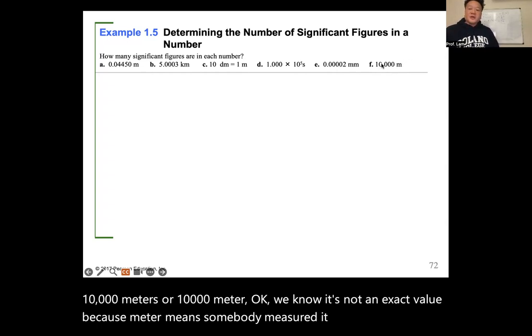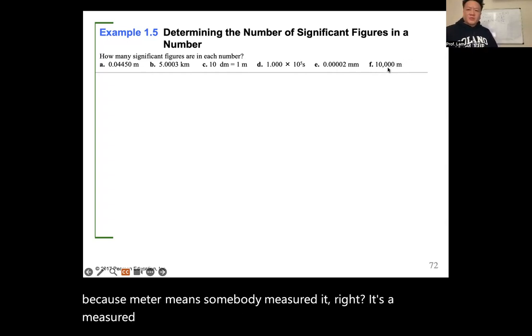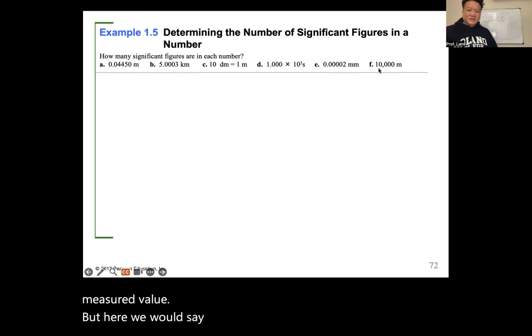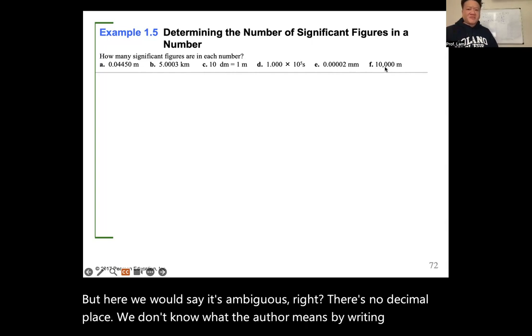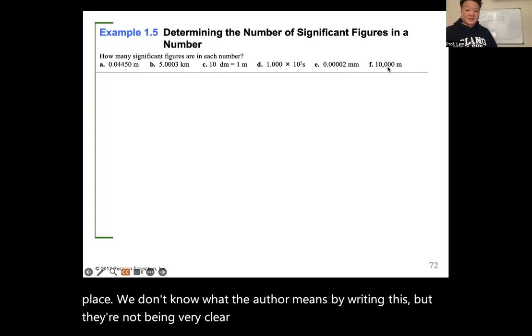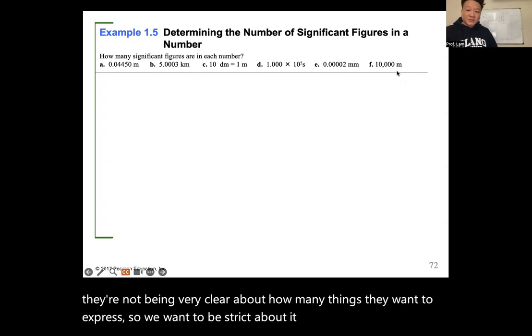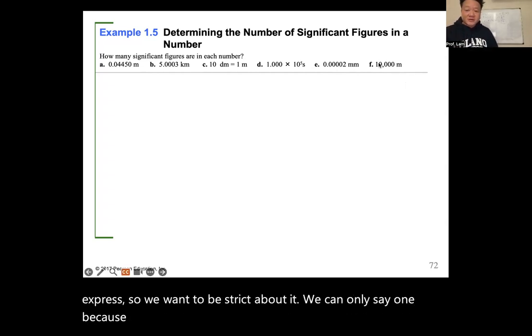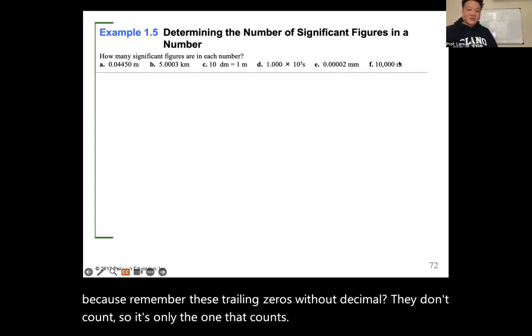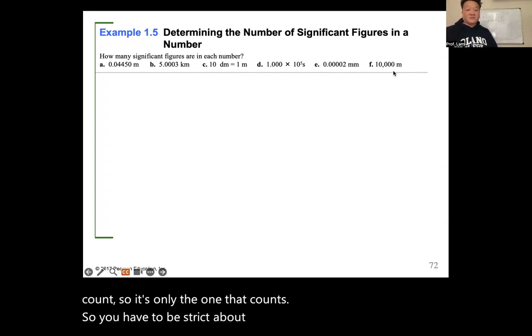It's a measured value. But here we would say it's ambiguous, right? There's no decimal place. We don't know what the author means by writing this. They're not being very clear about how many sig figs they want to express. So if we want to be strict about it, we can only say 1, because remember, these trailing zeros without a decimal don't count. So it's only the one that counts. You have to be strict about it. You say that's just 1 sig fig, or you can say ambiguous.